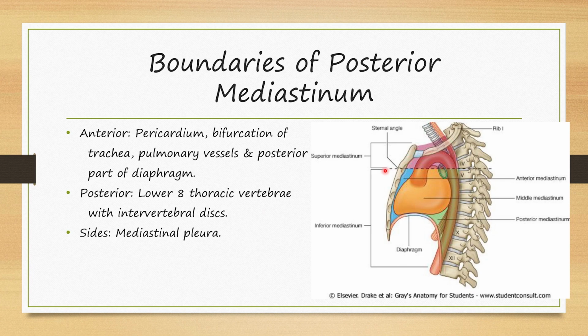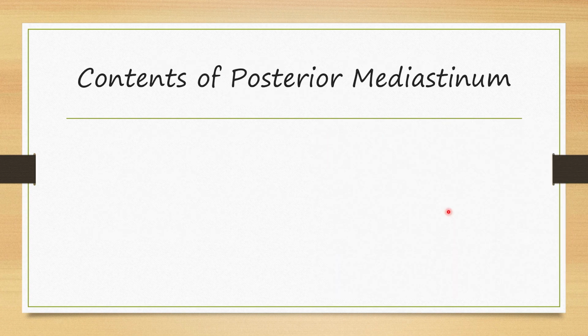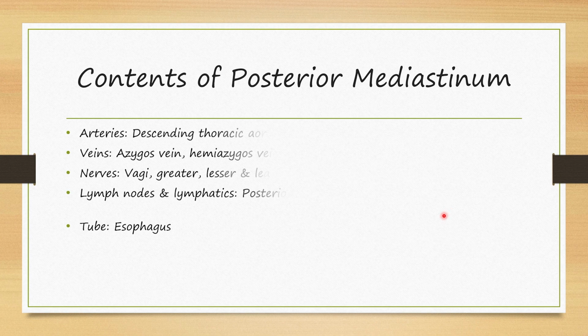As we can see here in the figure, there is the imaginary plane, and here is the posterior mediastinum. Posterior to it, there are the lower 8 thoracic vertebrae. Anteriorly, which is in front, there is the pericardium, bifurcation of trachea, because the trachea moves right there, and the bifurcation gives in the front right there, like this. And on the side, there is the mediastinal pleura. What are the contents of the posterior mediastinum?